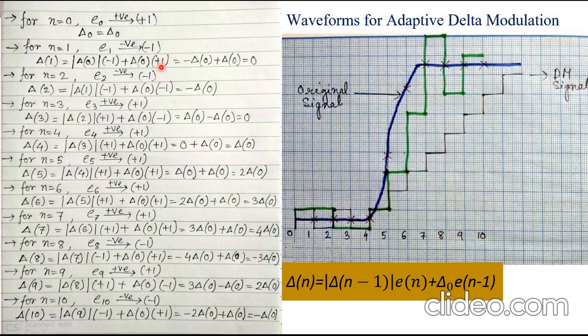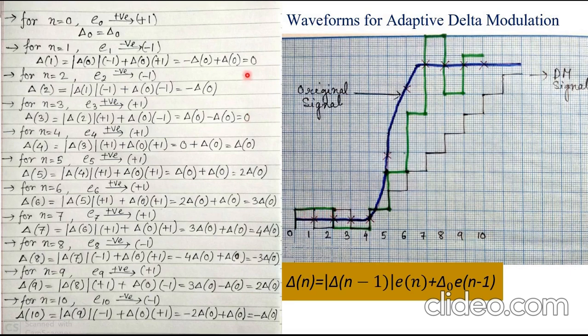If you calculate this, you will find this is minus delta 0 plus delta 0. So the result will be 0. It means the step size will be 0 over here. Okay, so the step size will be 0 over here, and this will remain the same.